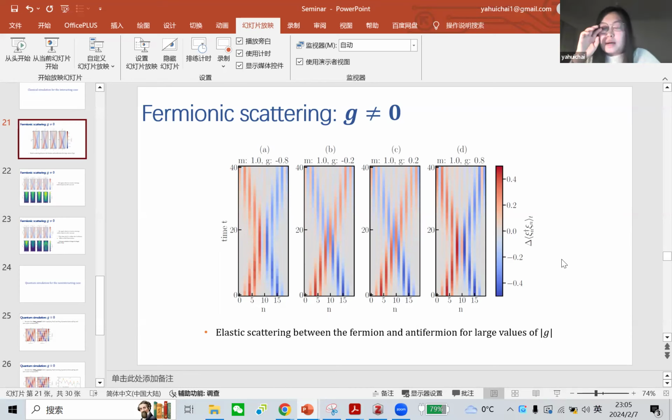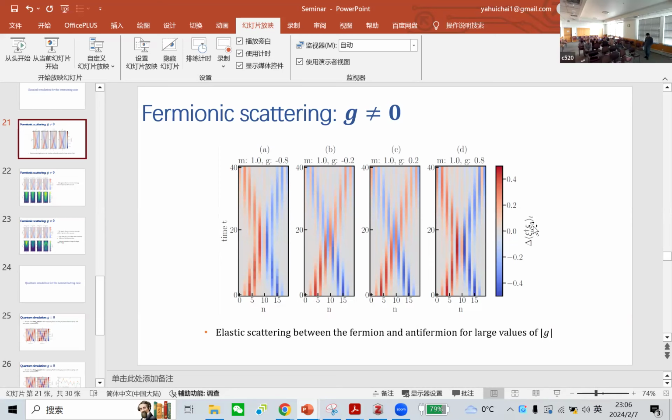You mean why, if we change the sign of G, they do not pass through each other? Yeah. If the interacting strength is weak, then they pass through each other. But if we have a strong enough interaction, it's why they should pass through each other.